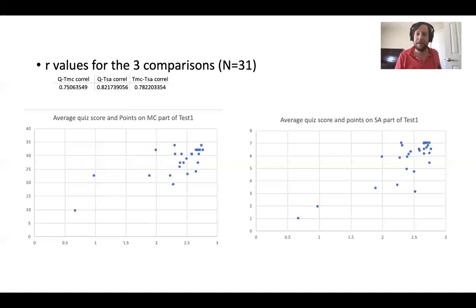That makes a prediction: if my quizzes are effective study tools, then the quiz scores should be significantly correlated with scores on the test. And that's what is shown here. The x-axis is your average quiz score.